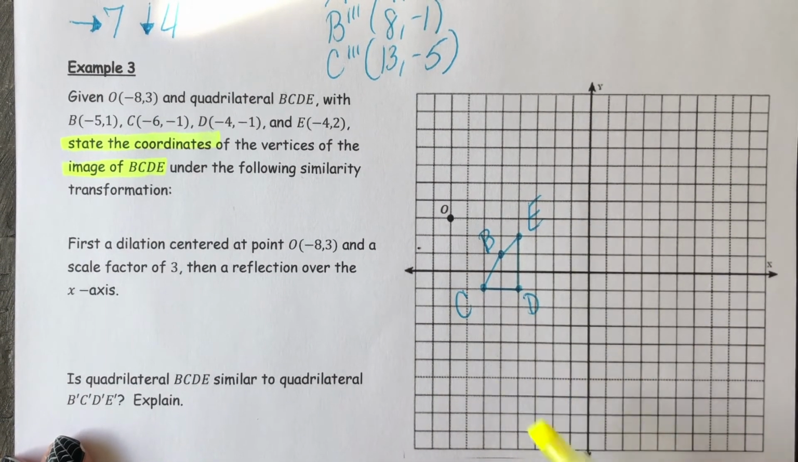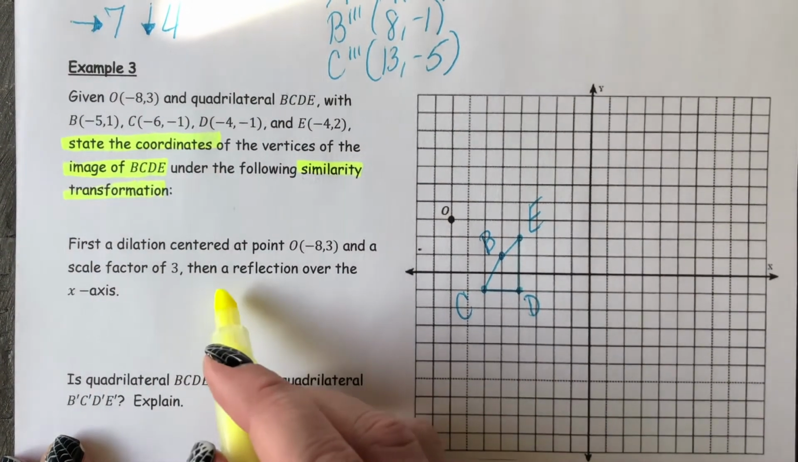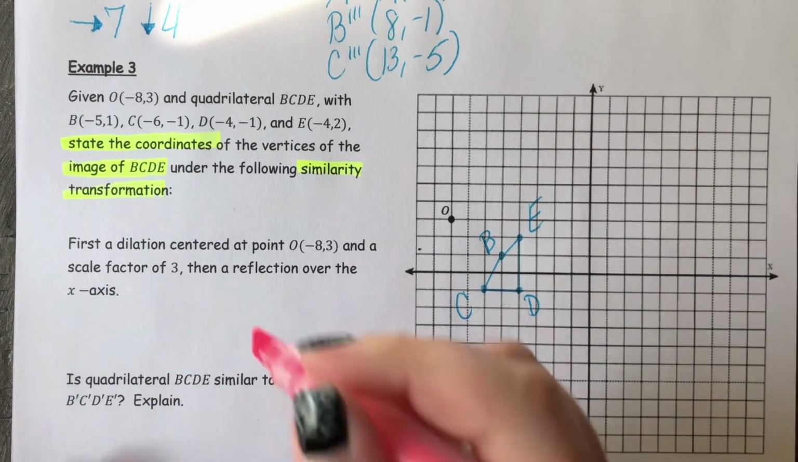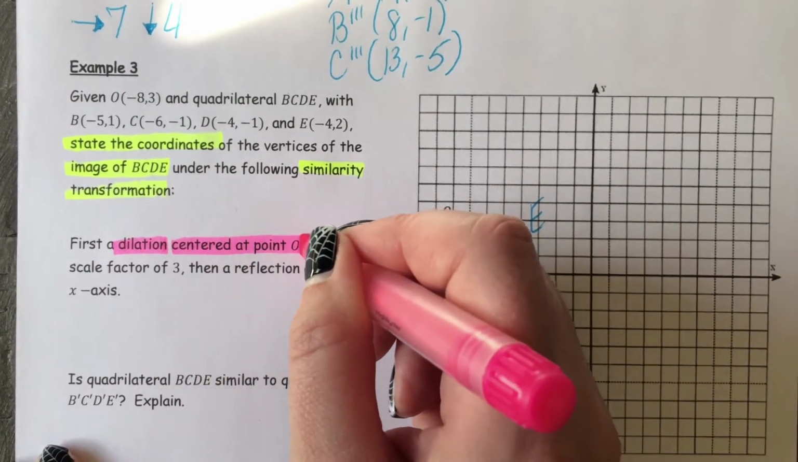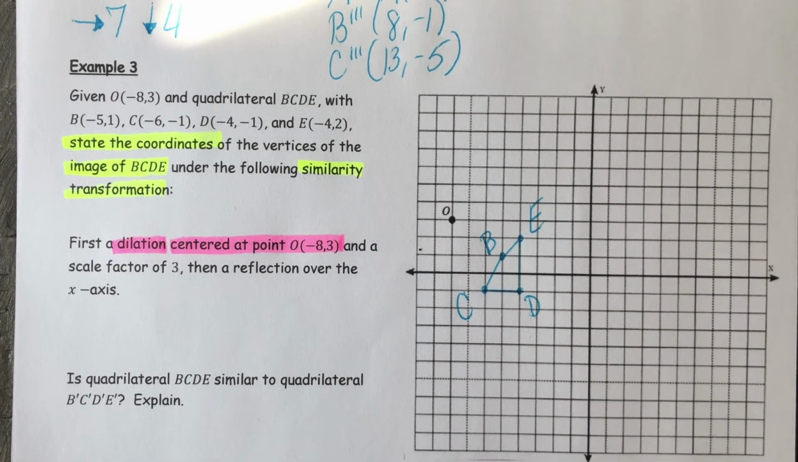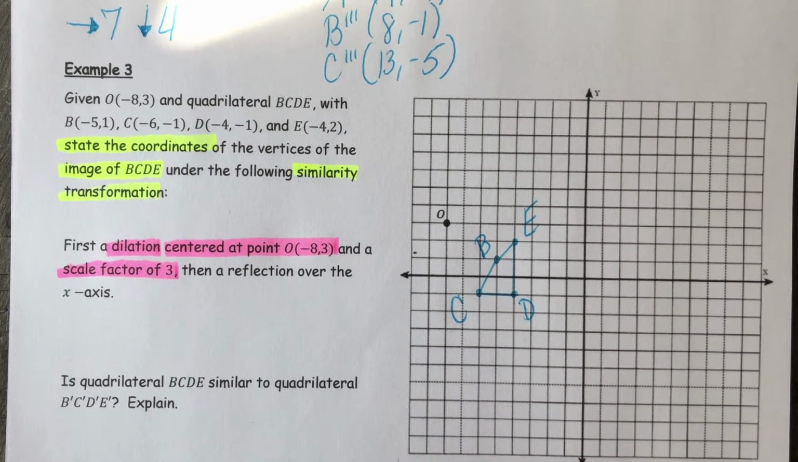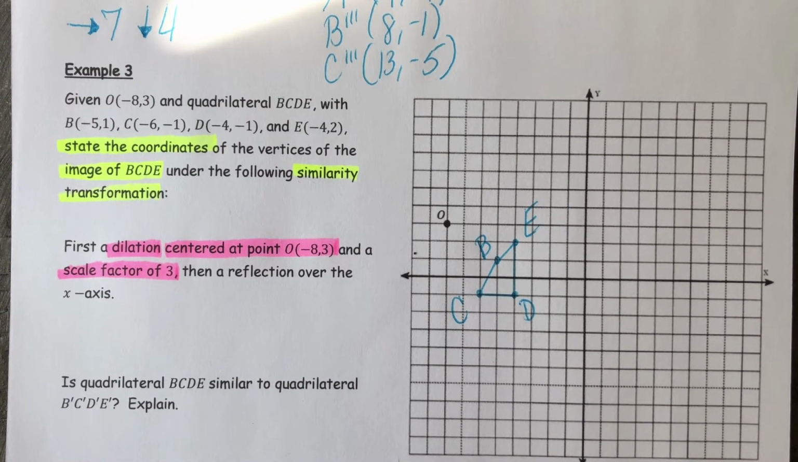I'm changing this to get something new. And I'm going to do that by following the similarity transformation down here, okay? So as I read this, it says first we want to dilate that quadrilateral centered at point O. All right, so I'm going to highlight that out because when you dilate, we need to know the center and the scale factor. So it's centered at point O, which is -8, 3, and it has a scale factor of 3. So that's the 2 important pieces of information that I needed. It says then I'm going to reflect over the x-axis. So I'm going to hold off on that section quickly. I'm going to do one transformation at a time. So first I want to dilate from center O with a scale factor of 3.